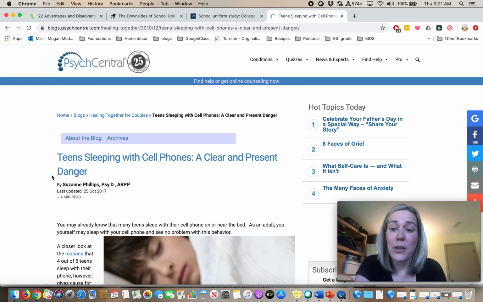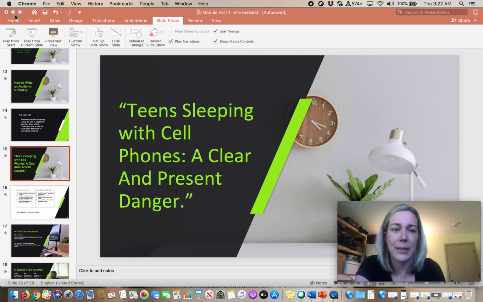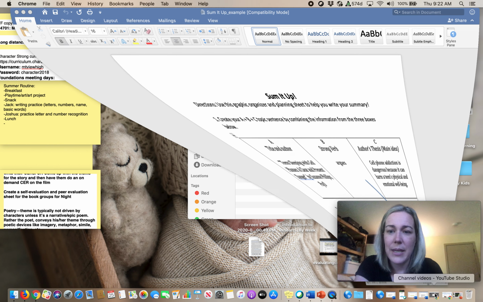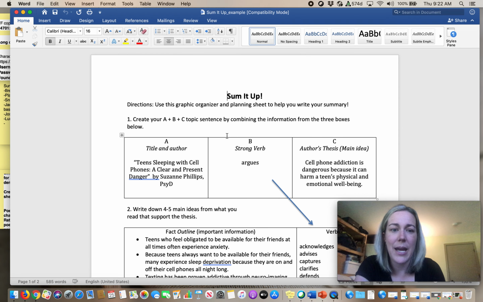Okay, so you've now read the article, Teens Sleeping with Cell Phones, a Clear and Present Danger. How can you summarize this source in an academic summary? Well, we have a graphic organizer that you can use to help you make sure that you write an academic summary. Let's take a look at that for a second. Okay, so here we have our SumItUp sheet.